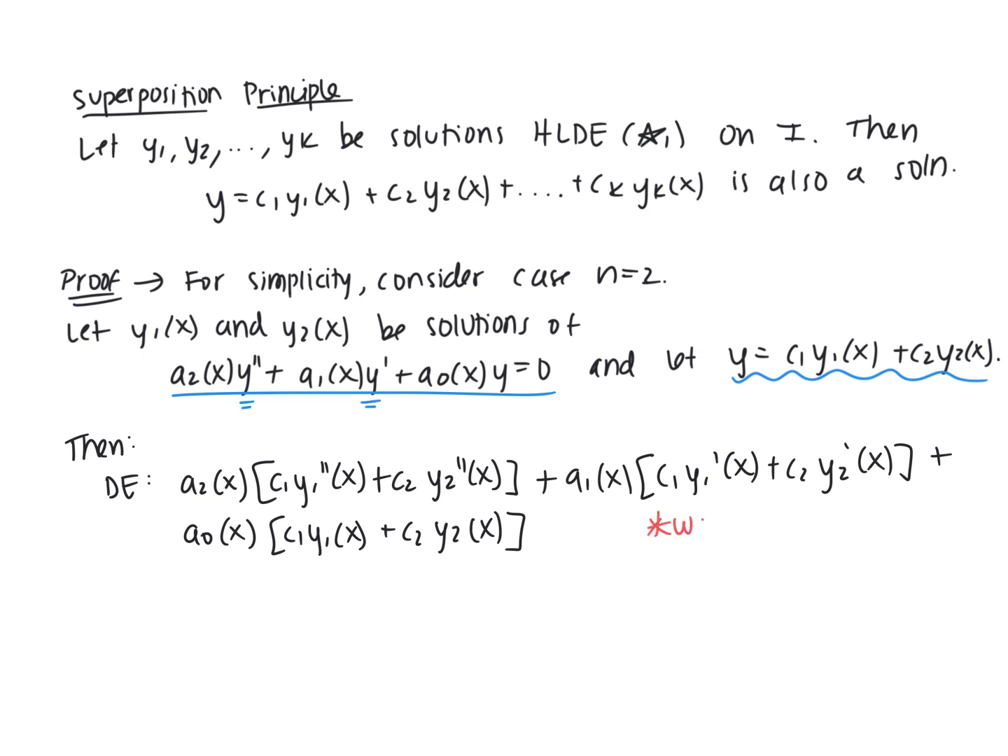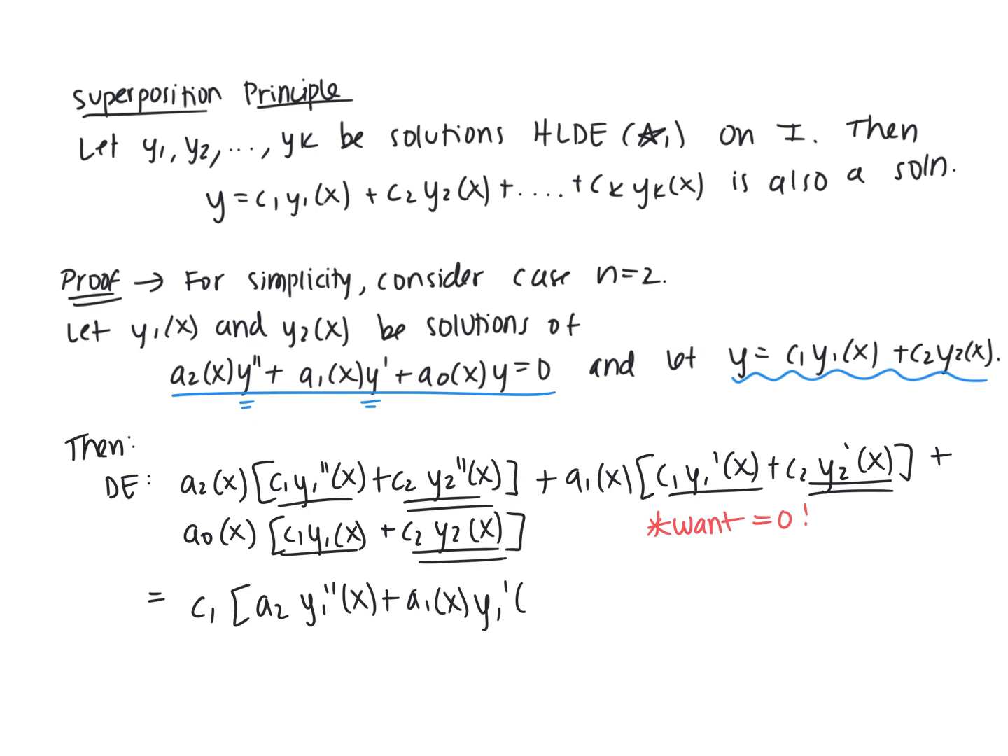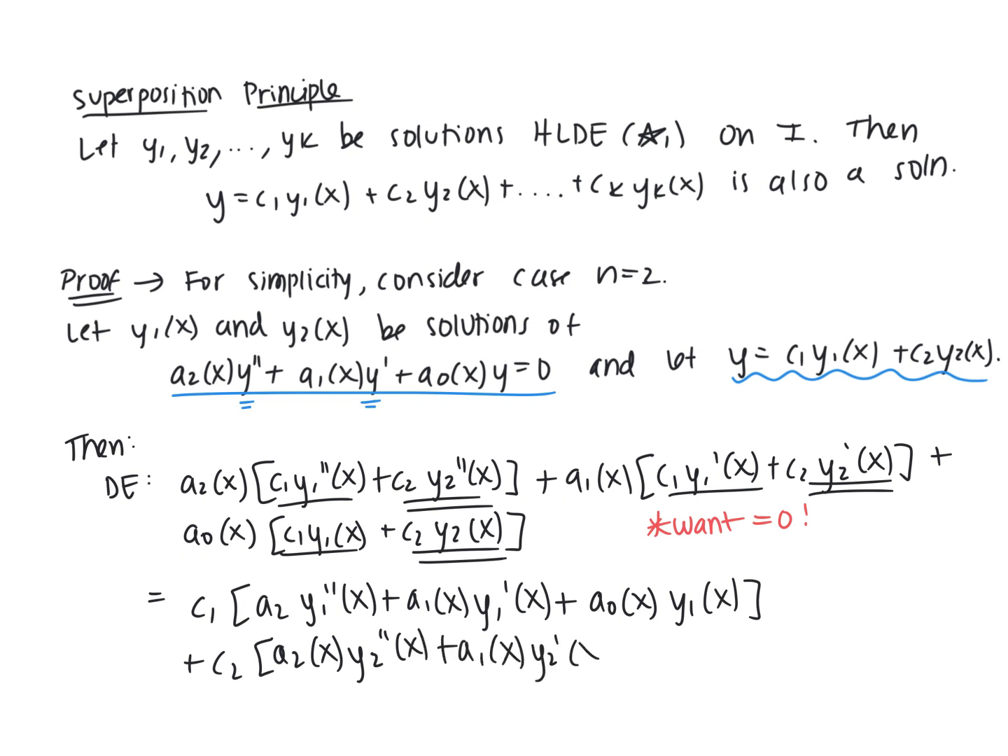So we want this equal to 0. So what we're going to do is rearrange it. If we take all of the y1s together and then all of the y2s together, we're going to end up with c1 times a2 of x y1 double prime of x plus a1 of x y1 prime of x plus a0 of x y1 of x, plus c2 times a2 of x y2 double prime of x, add a1 of x y2 prime of x, add a0 of x y2 of x.